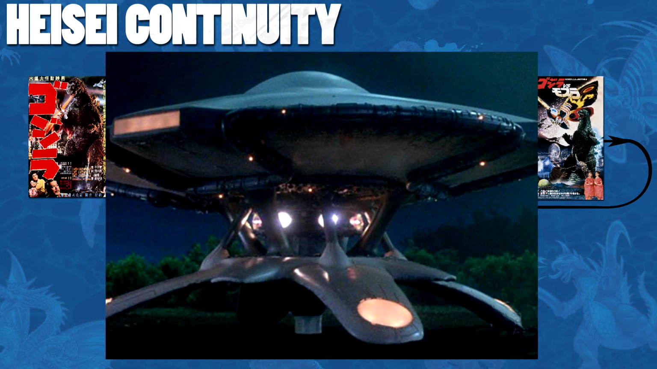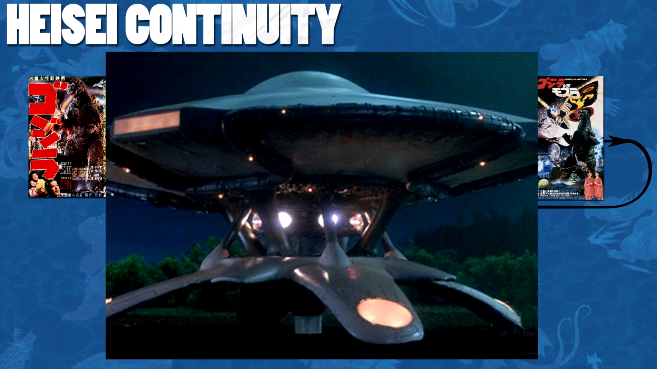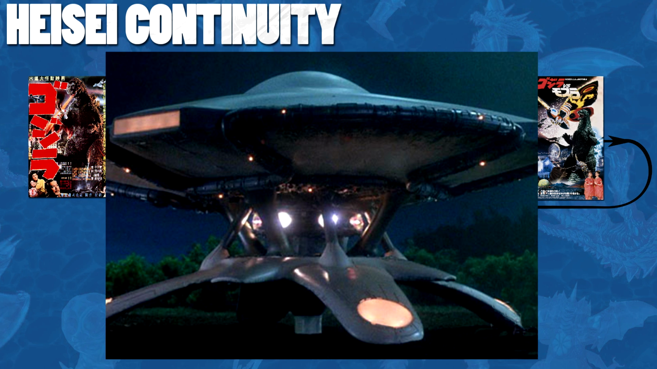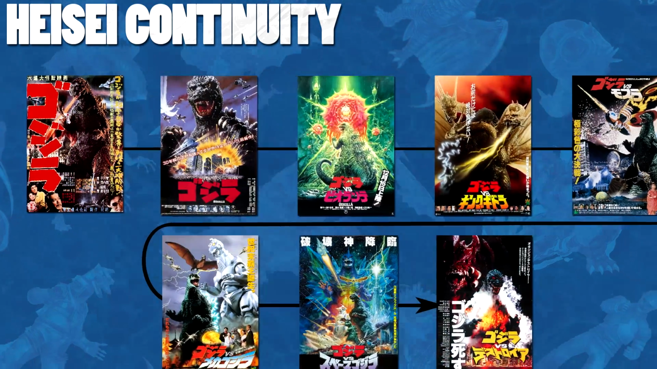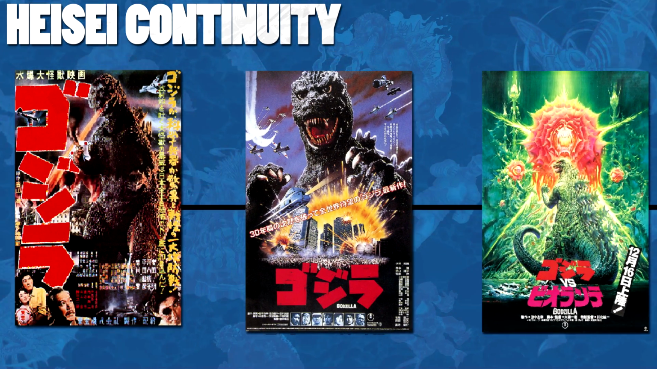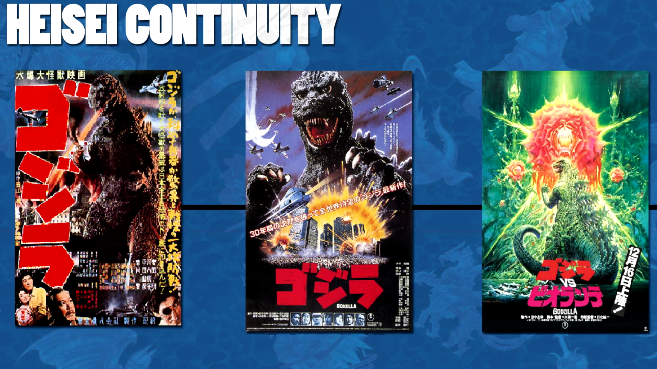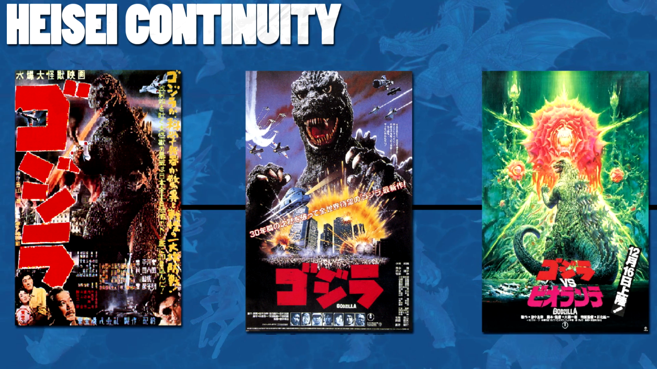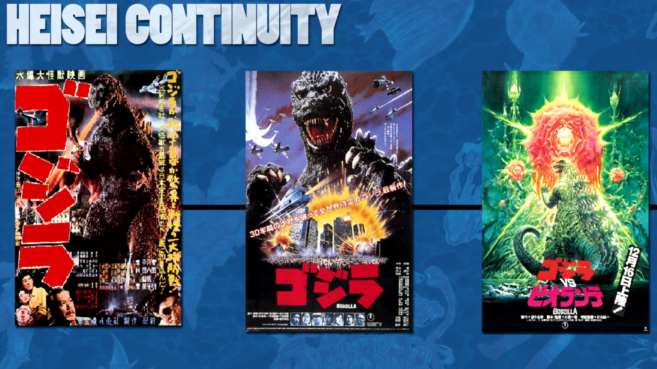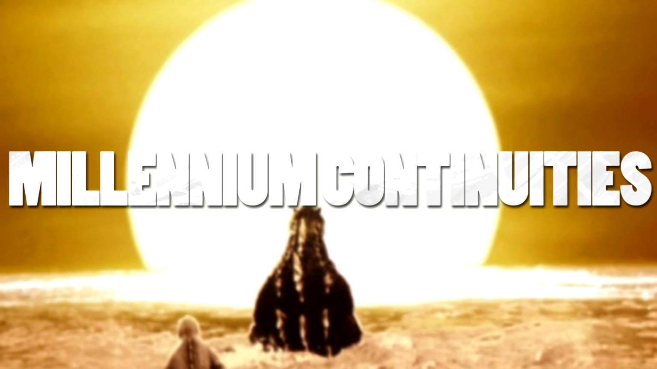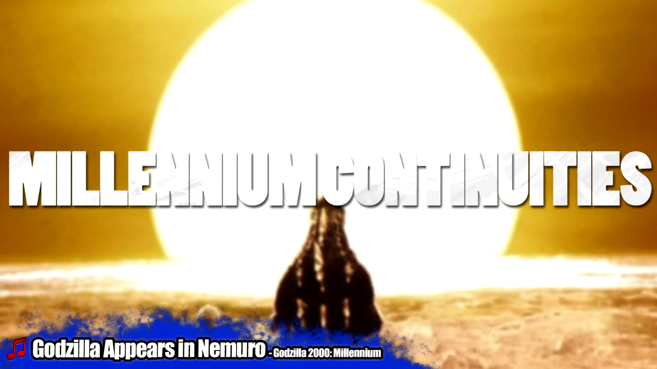This is easy enough to follow, but the Godzilla vs. King Ghidorah time travel plot kind of messes everything up. It's actually pretty complex, so it's best not to go into detail about it right here and leave it for another time. All that matters is that the events of Godzilla 1954, Godzilla 1984, and Godzilla vs. Biollante still happened in the Heisei timeline, even after the time travel in Godzilla vs. King Ghidorah.